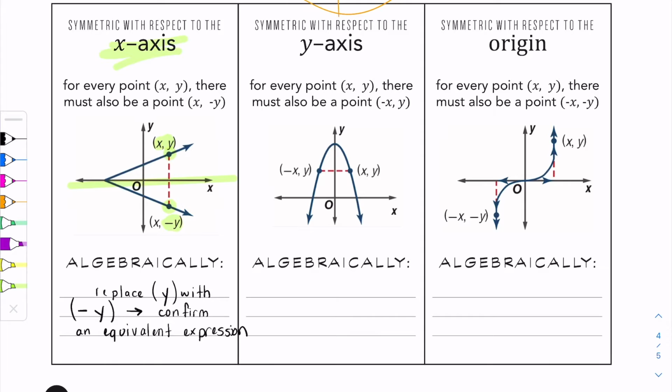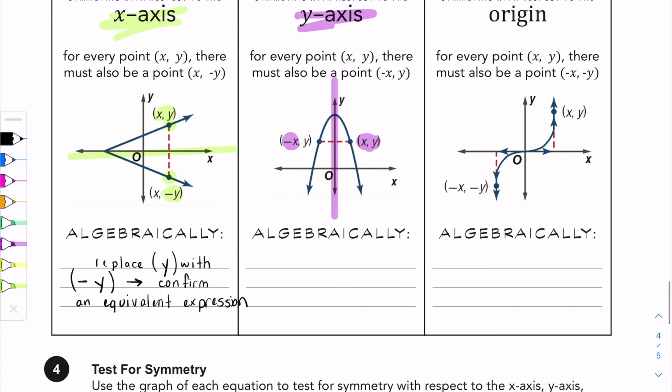Next, we have symmetry with respect to the y-axis. Once again, exactly like you think. It looks like you can flip the graph over the y-axis and it overlaps onto itself. If you have a point x comma y and the graph is symmetric across the y-axis, that means that your x-coordinate becomes negative. The y-coordinate stays the same. If you were confirming this algebraically, you would replace the x-coordinate with a negative x and confirm that it's an equivalent expression.